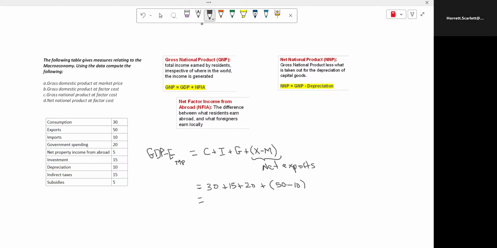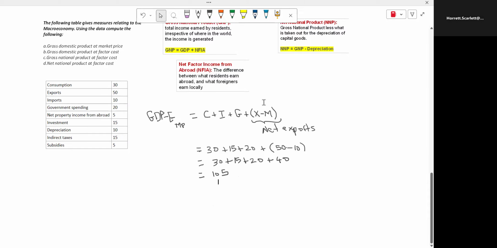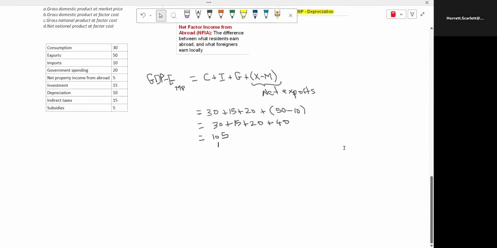And what we end up with here is 30 plus 15 plus 20 plus 50 minus 10 gives us 40. So 40 and 20, that's 60. 60 and 30, that's 90. 90 and 10, that's 100. Plus the 5, that gives us 105. So therefore, we are saying here that GDP, based on the expenditure approach, is going to be 105.